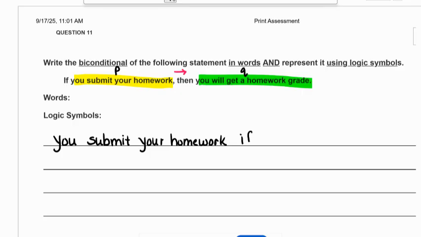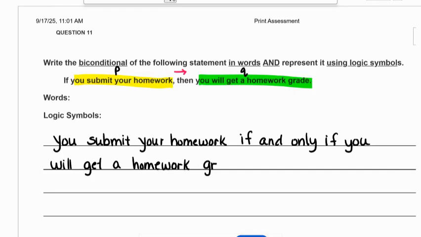If and only if you will get a homework grade. To write a biconditional, you go into the original statement and you cross out if, you cross out then, and you put if and only if in the middle.